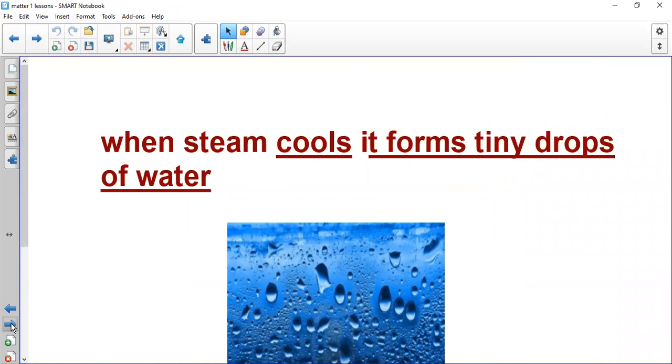We finished solids in term 3, and here in term 4 we finished liquid and gas.